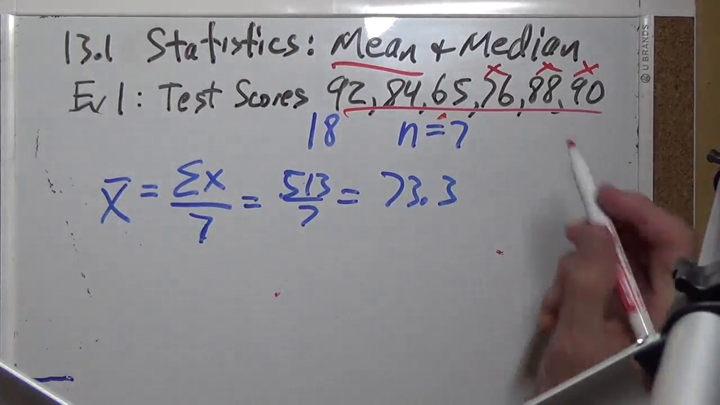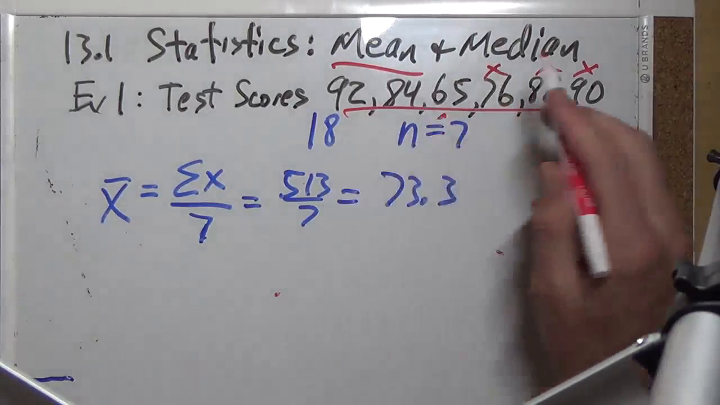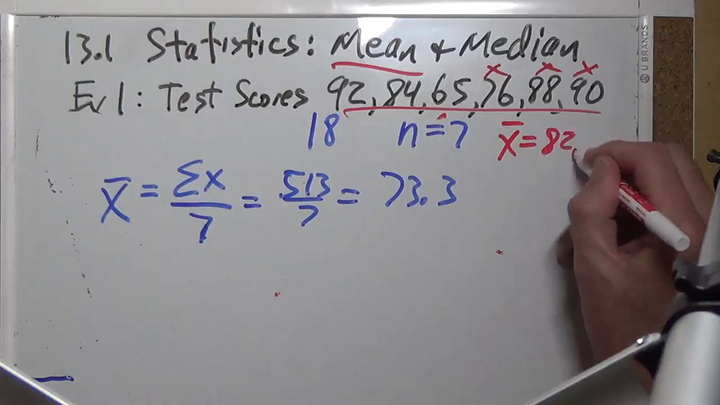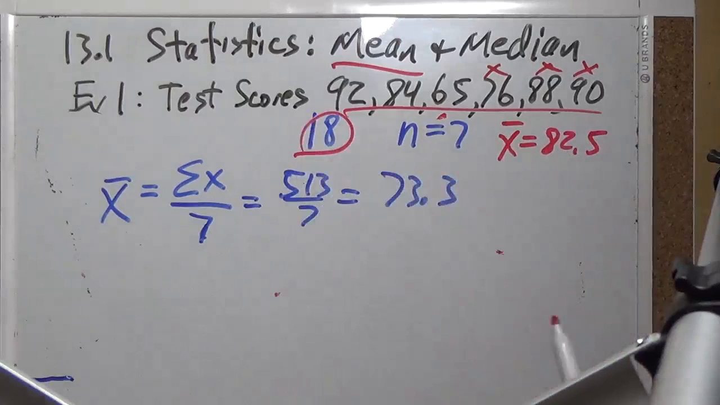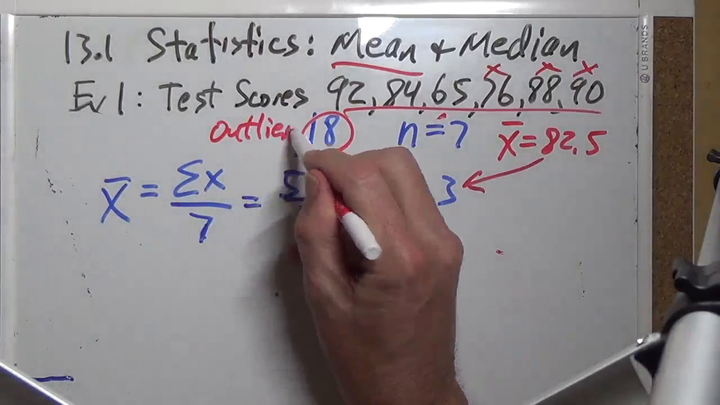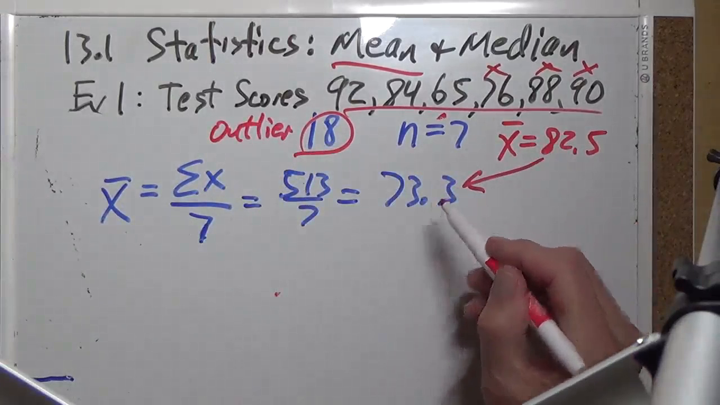So, before the 18 in the previous problem, our mean was 82.5. So look what the low score did. It dropped the mean quite a bit. So that 18, we would call it an outlier, and it affected the mean dramatically.